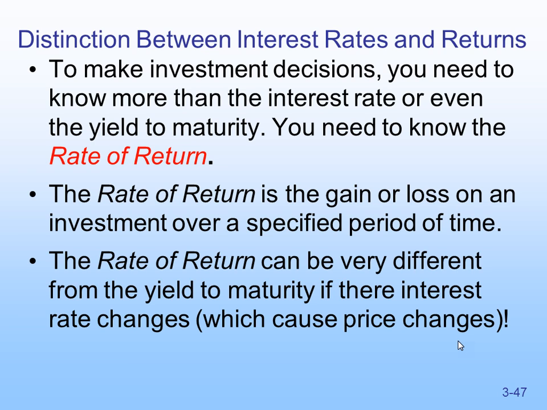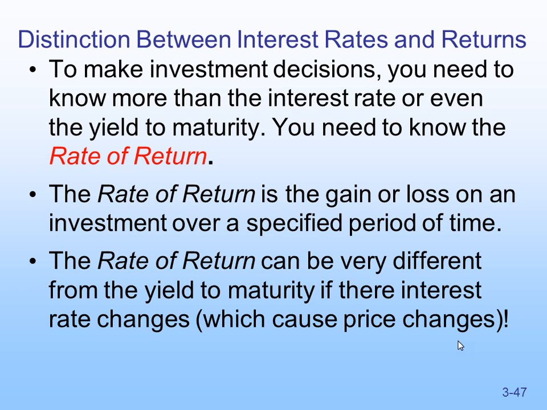It can be very, very different if the interest rate changes. Why? Well, suppose we bought this bond and we held it for 1 year, and then all of a sudden next year interest rates double. When interest rates double, the present value of that bond changes a lot. Okay? So interest rate changes change the present value, and that means they change the market price of it.